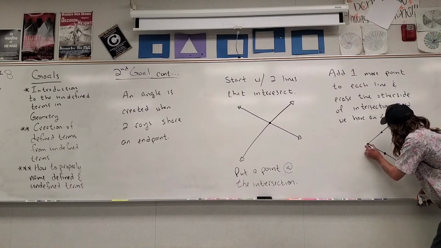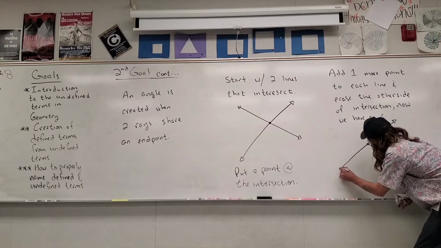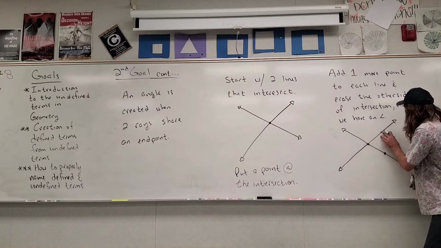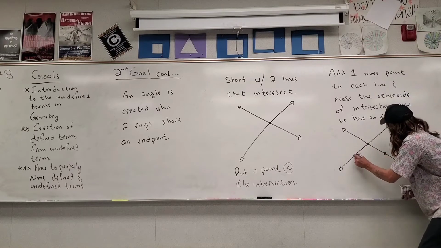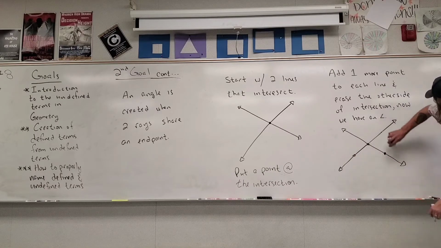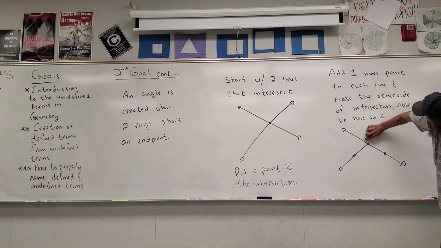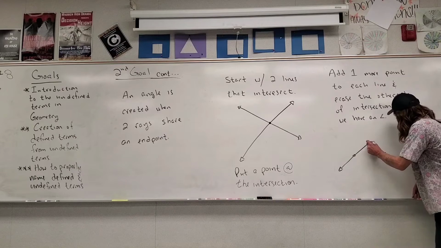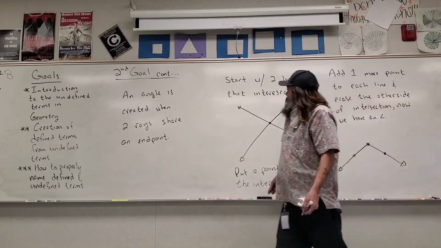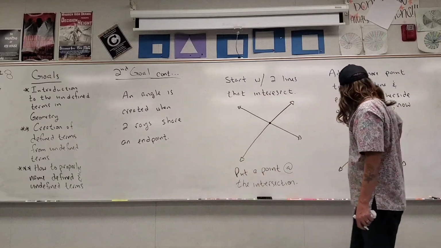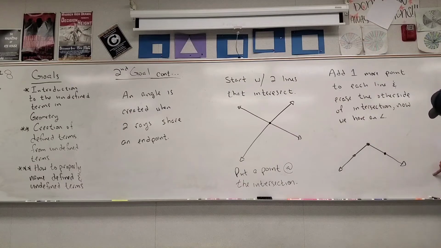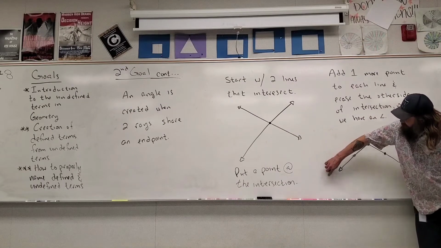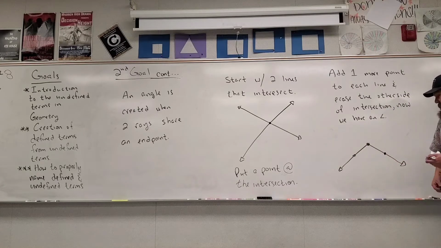Let me draw the rest of this picture just to reinforce that concept here. So I'm not going to put the point here. I'm going to put the point here. And I'm going to erase the other side of the intersection. And now I've created a different angle. Right? So again, angles are created when two rays share an endpoint. I have a ray that starts here and goes in this direction. I have another ray that shares this endpoint and goes in that direction, and I've created an angle.